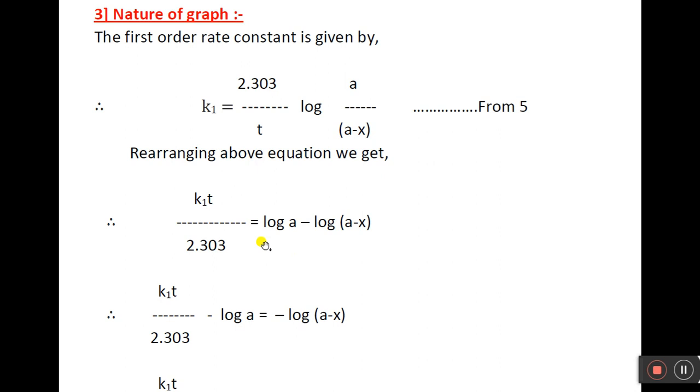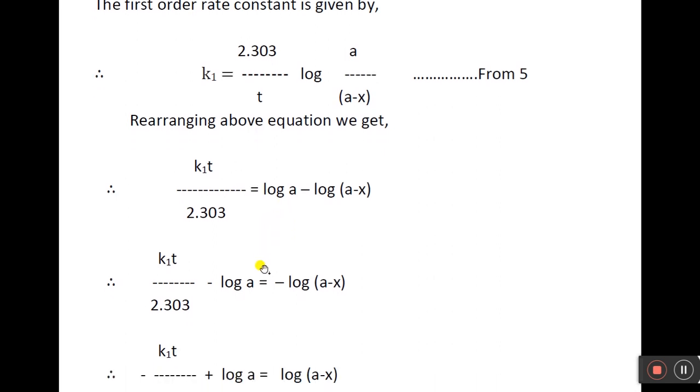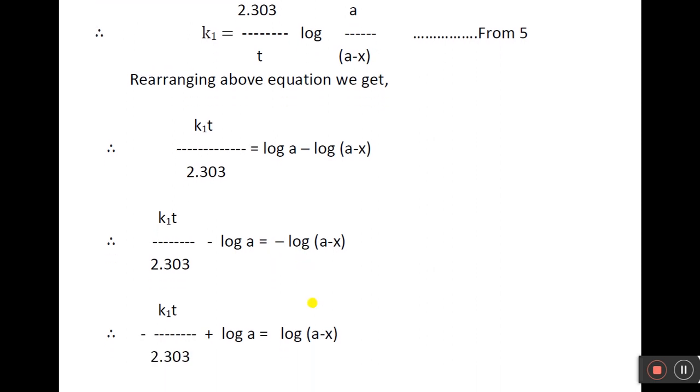Now let us take this log of A term to the left side. So in the next equation we get k1t upon 2.303 minus log A is equal to minus log of A minus x. Now let us take the minus sign out, or multiply both sides by minus 1. In both cases the answer will remain the same.